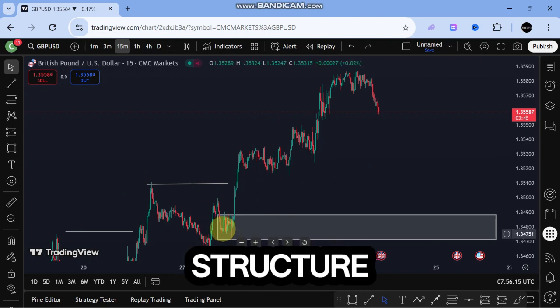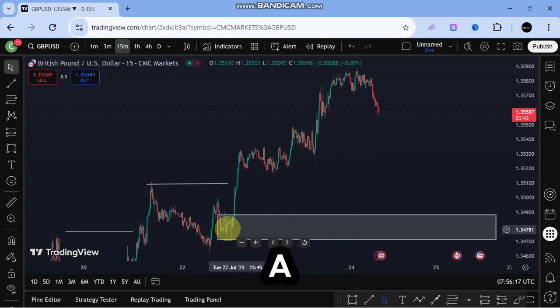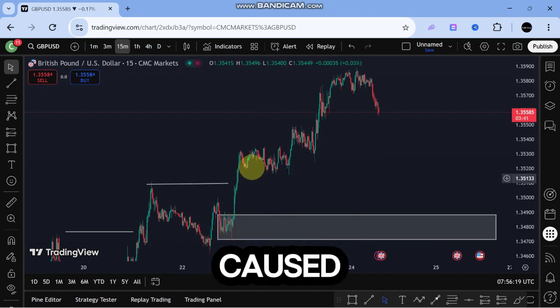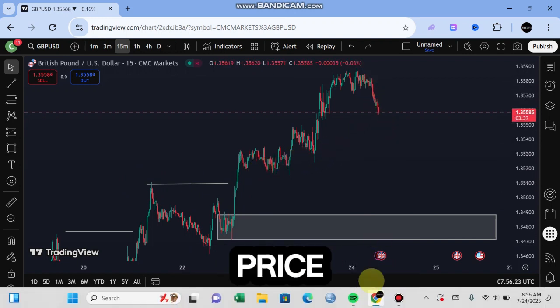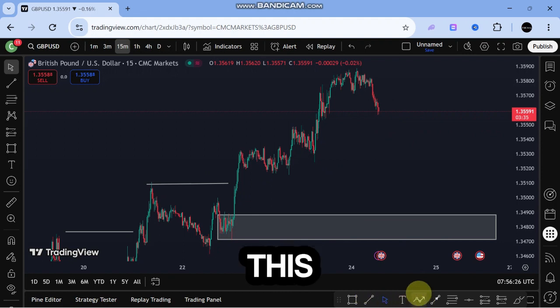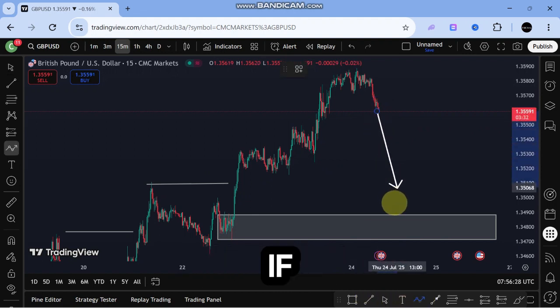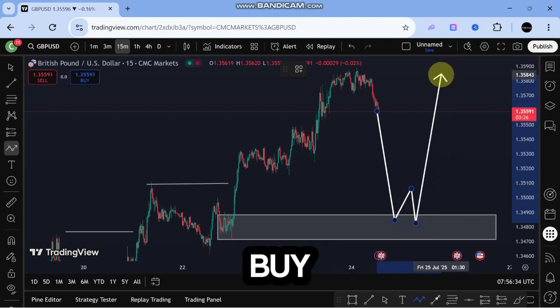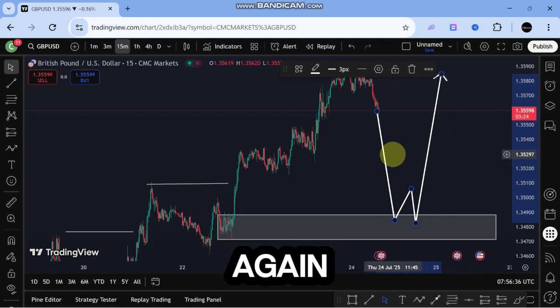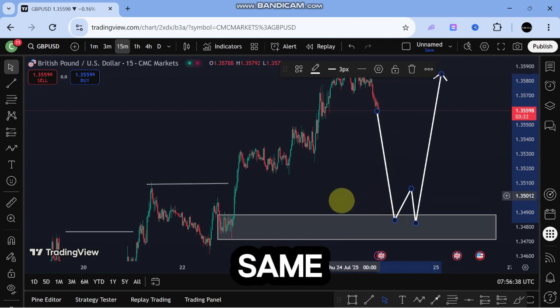Market break of structure, which is this, and you can see this was the demand zone that caused the break of structure, and here is my liquidity zone. One needs to wait for price to retrace down to this particular place. So if price retraces to this particular place and taps this zone, what I should do is look for a buy again, and target this zone again. Simple. So guys, this is a simple method on how it works.